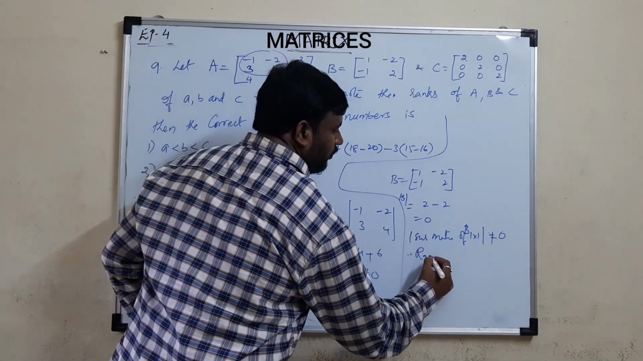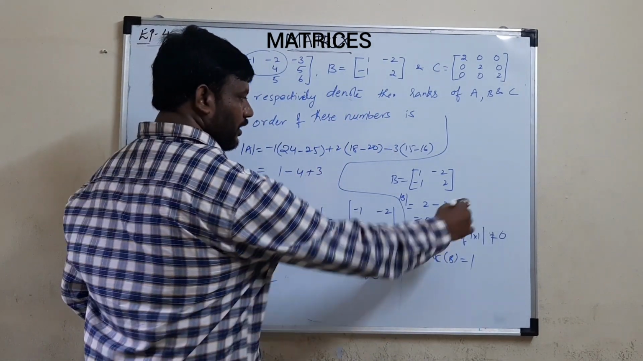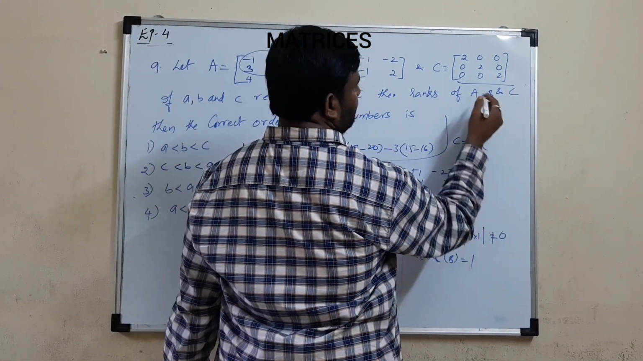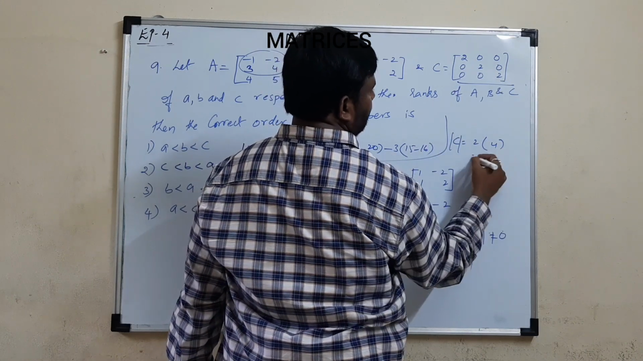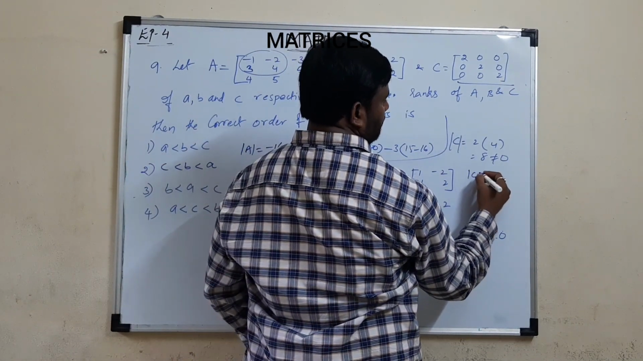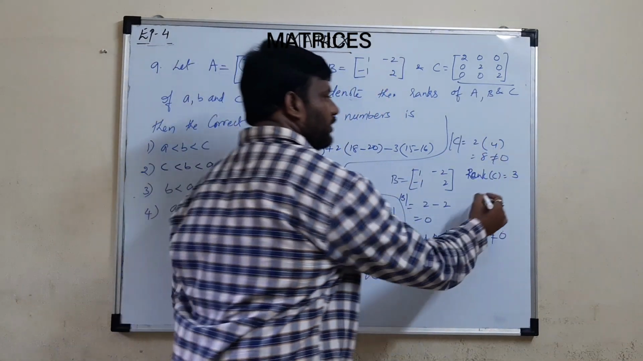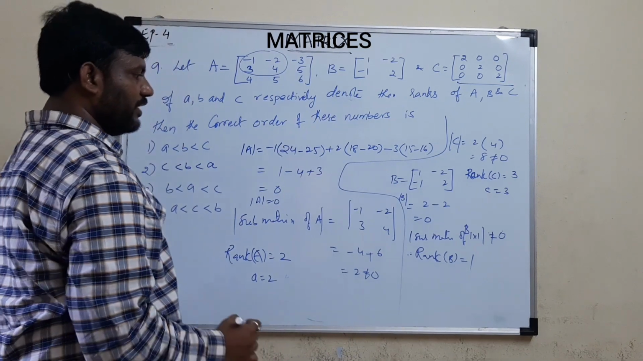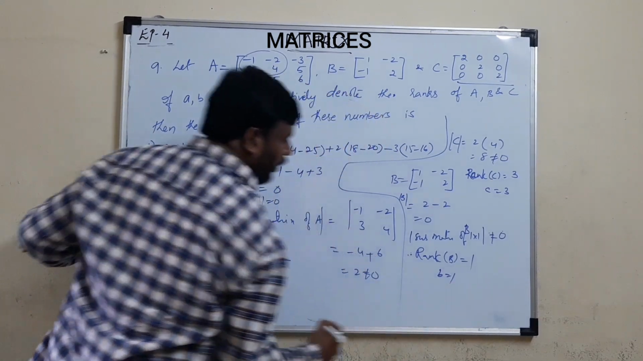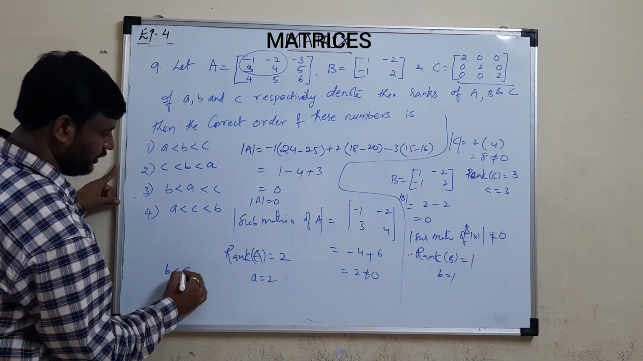So therefore the rank of B is 1. C you have to find. Given C, directly we can find the determinant: 2 into 2 into 2 is 8, which is not equal to 0. Therefore clearly it is a 3 by 3 non-singular matrix. So the rank of C is 3. Now see, small c is equal to 3. Which one is bigger here? C is bigger than A, which is bigger than B. Here small b is equal to 1. So in the options, from smallest to biggest, the smallest is B, then A, then C.